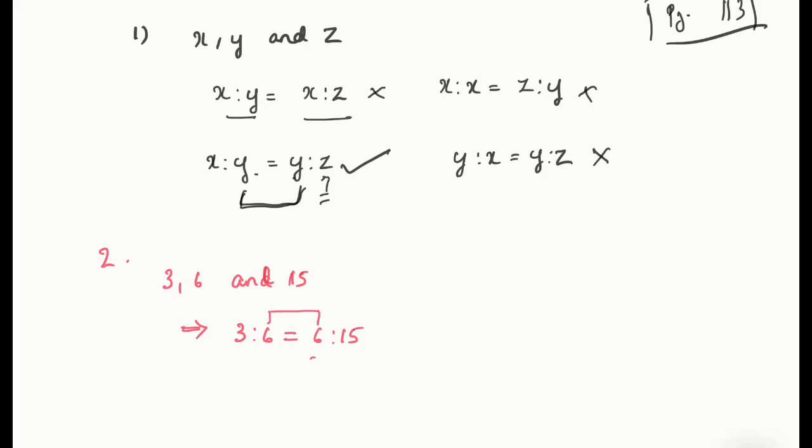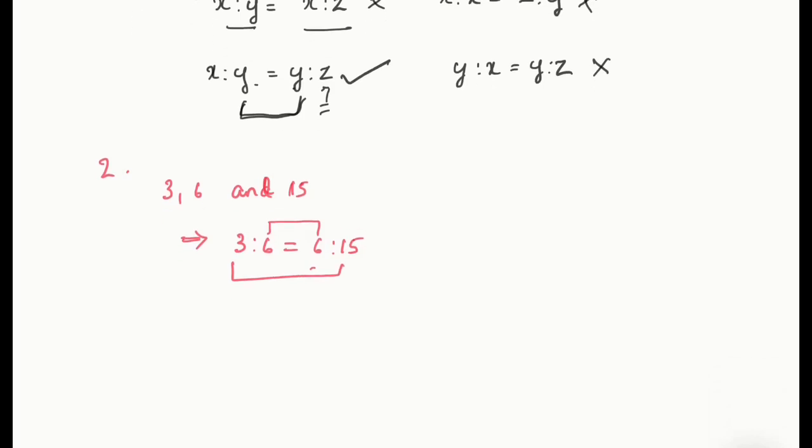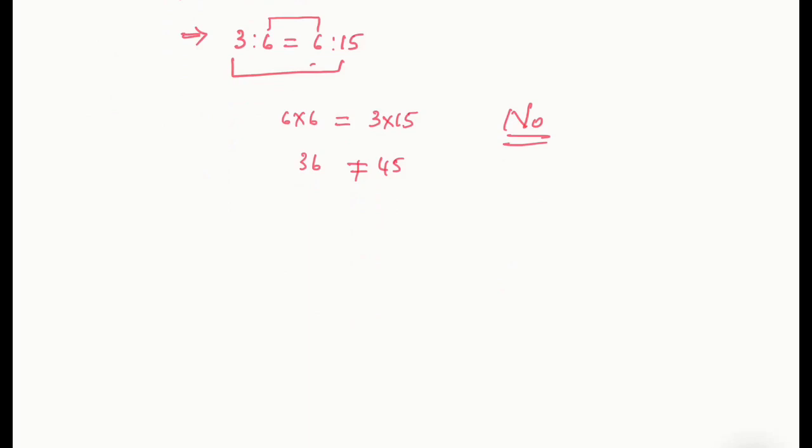So how do we check whether it's in proportion? Do this way. Product of the means should be equal to the product of the extremes. So we should get like this, 6 into 6 should be equal to 3 into 15. Only then we can tell it is in proportion. 6 sixes are 36, 3 fifteens are 45. Are they equal? No. So the answer here is no, they are not in continued proportion.